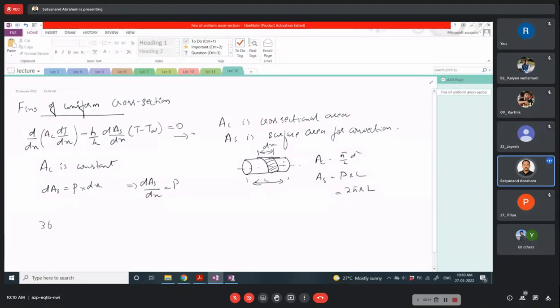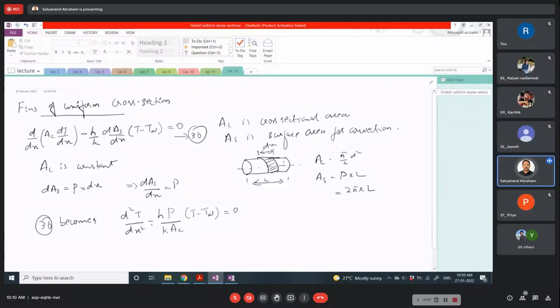So therefore we can see this equation 36, that's the number we are given, becomes d square T by dx square minus hP by kAc into (T minus T infinity) is equal to 0. So this is the basic equation we can see.